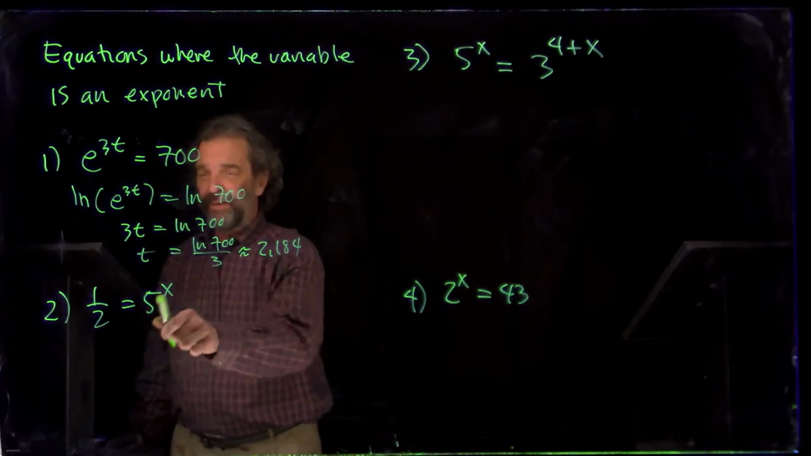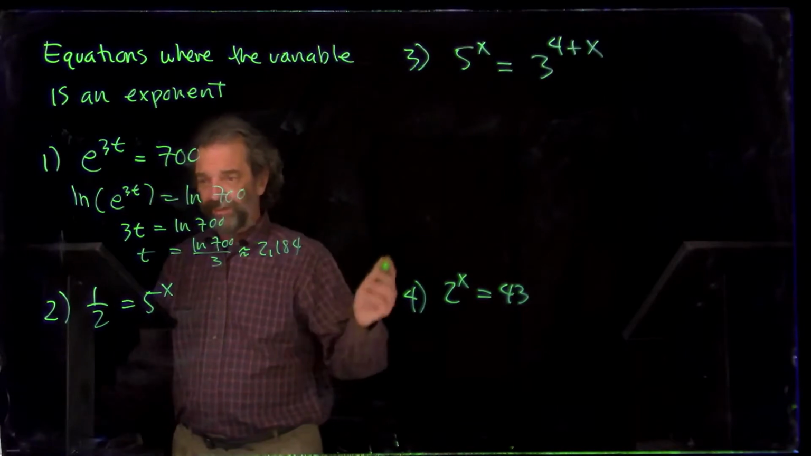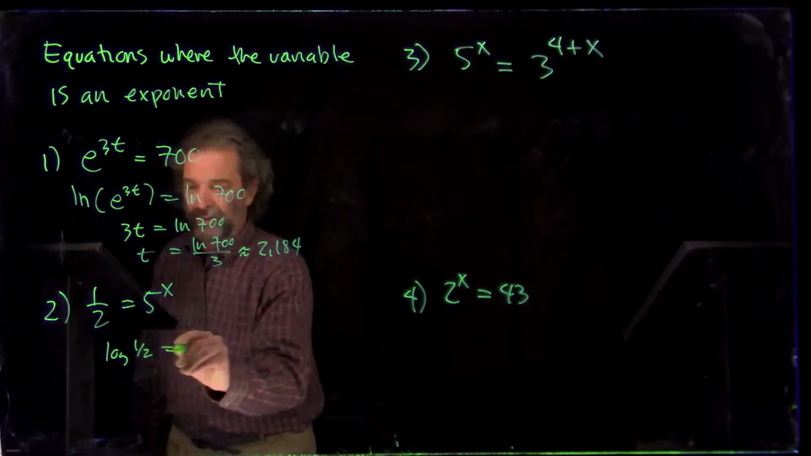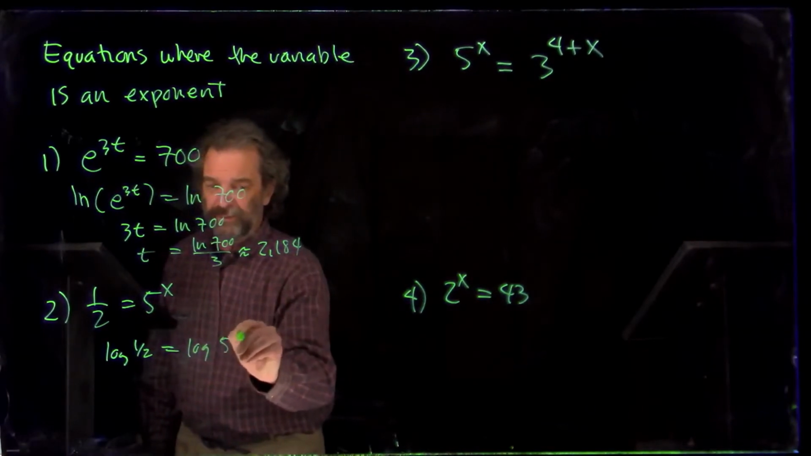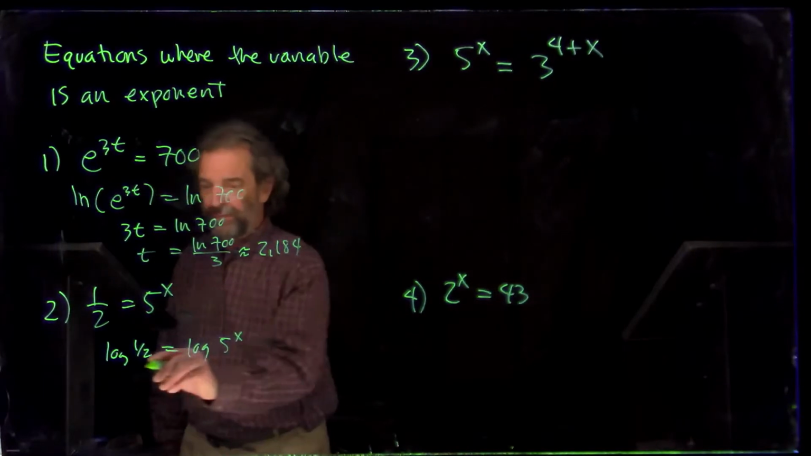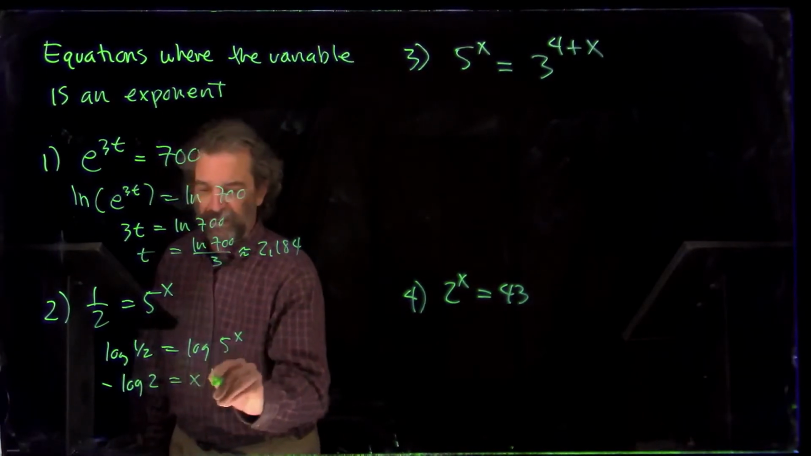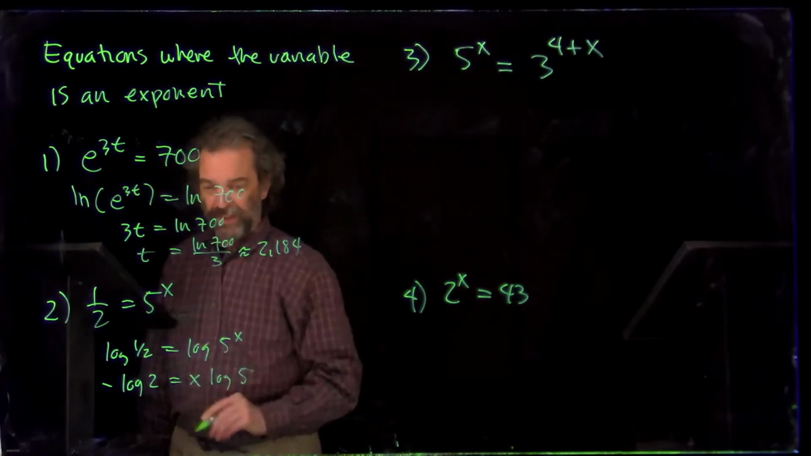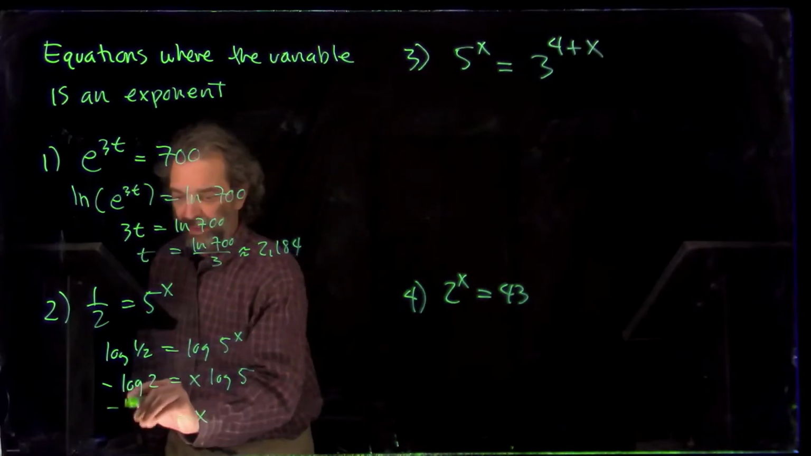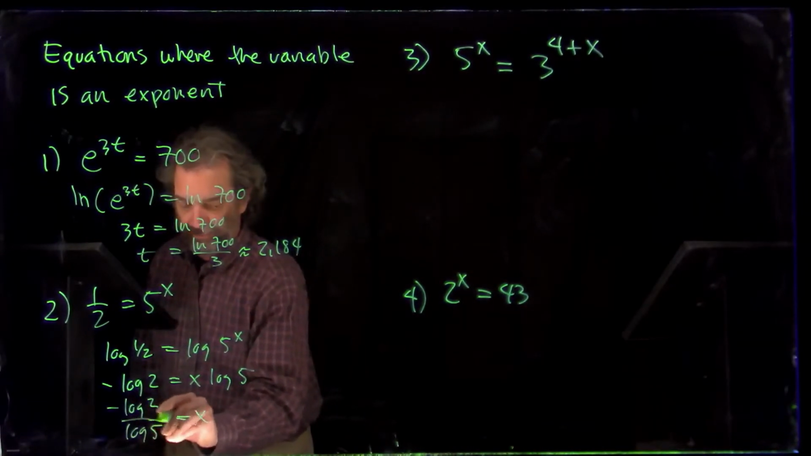Here I don't have any bases that look like 10 or e, so I'll just use the common log for that. Just do log of a half and log of 5 to the x. Then we'll pull out some of our exponent rules. I'm going to write this as minus log 2, and x log 5. You can then solve that for x by dividing by log 5. x is minus log 2 over log 5. Okay.